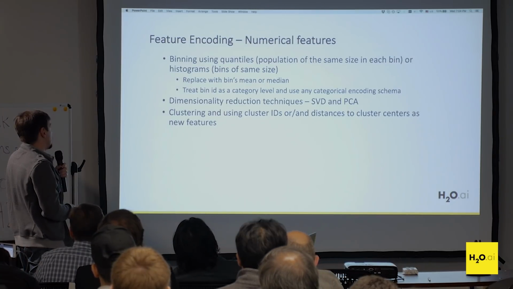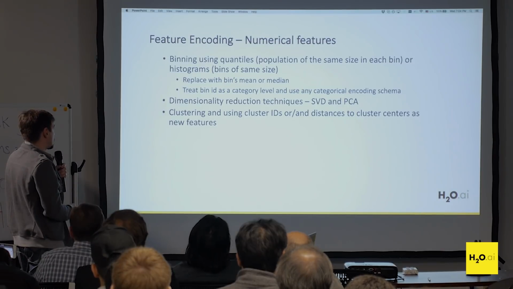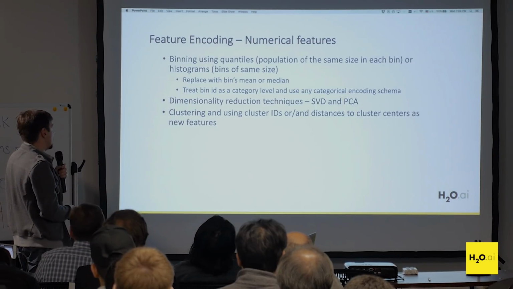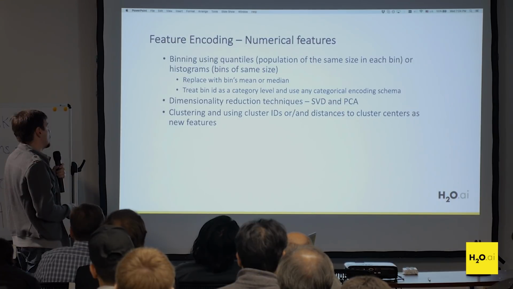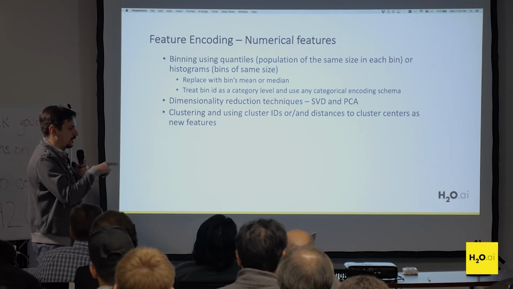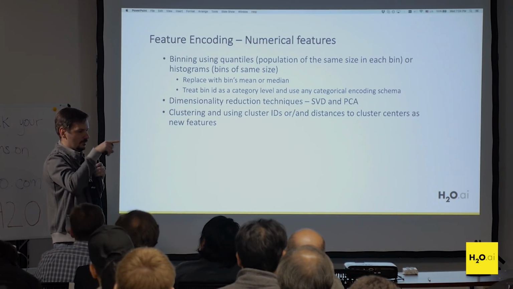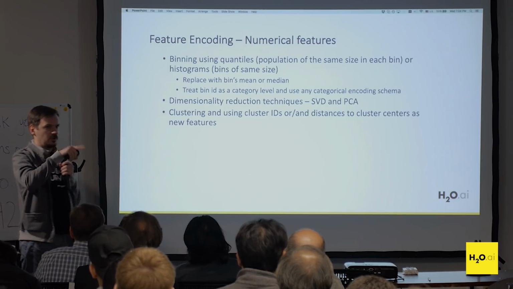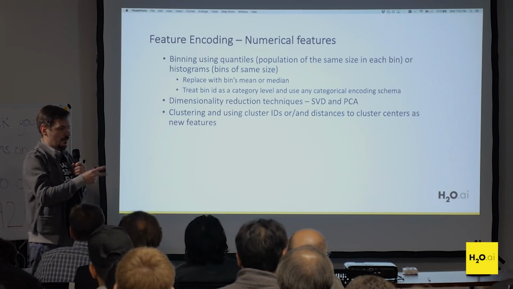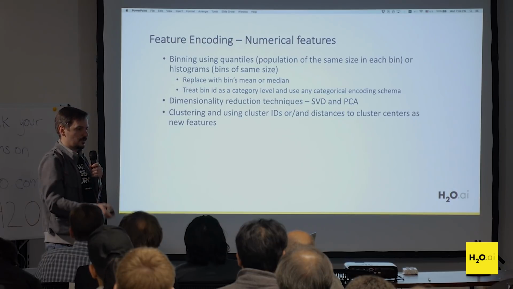Also, for numerical features, again, you can cluster them, right? You can just use k-means to cluster them, and then you have cluster IDs, which you can treat as categorical again, using a categorical encoding schema. Or, which is very useful, you can calculate the distance for each row in your dataset. You can calculate the distance to the centroids, and that gives you a whole set of new features.